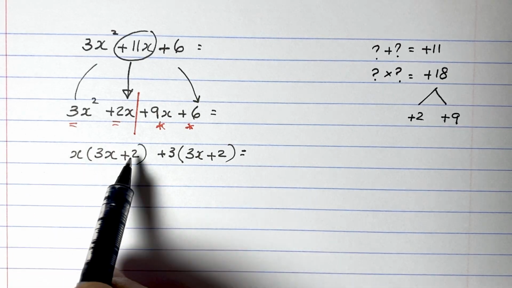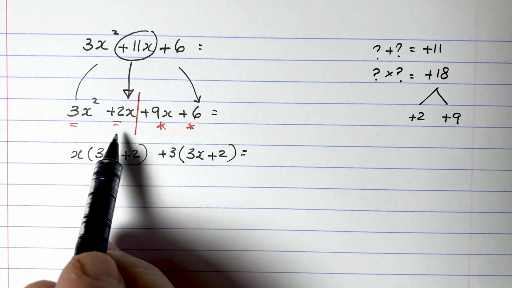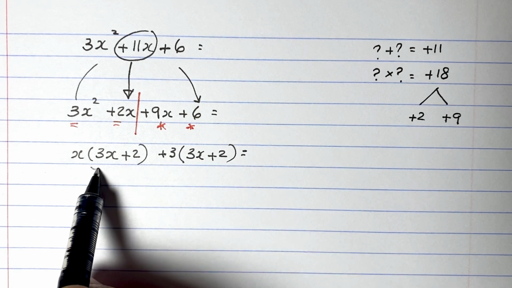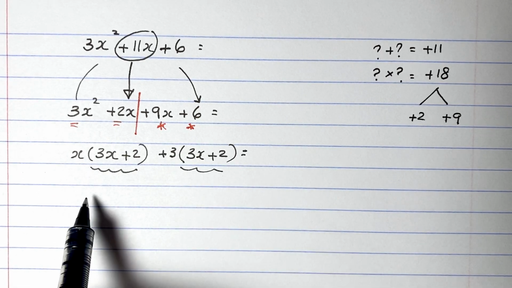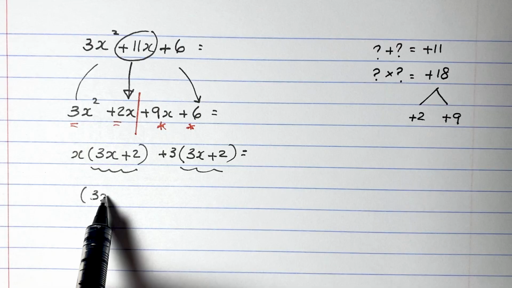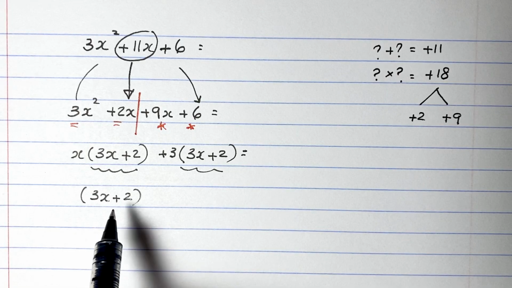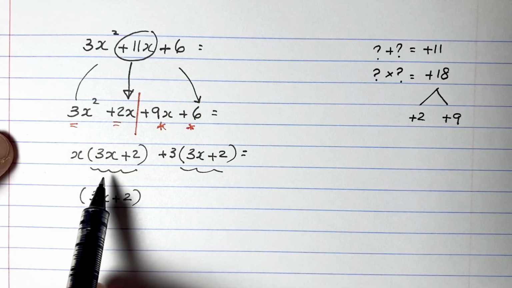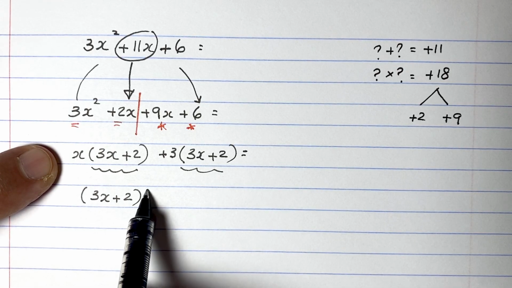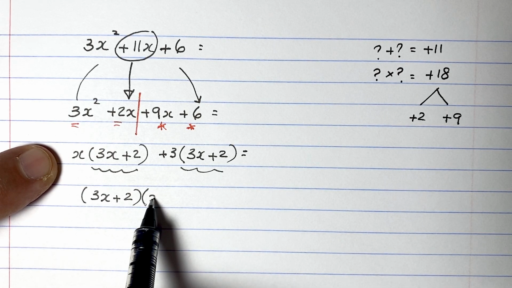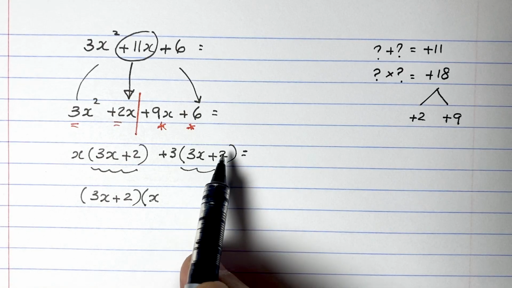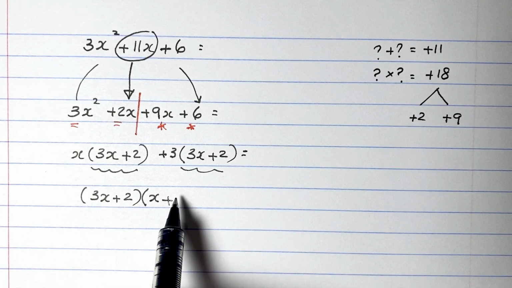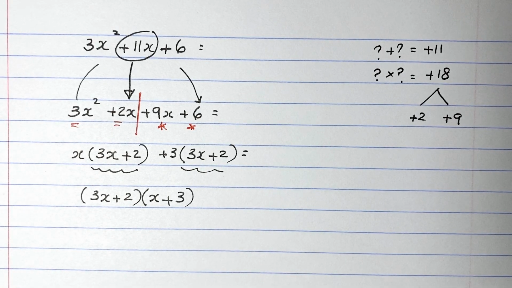Now you can see I've got 2 terms, 1 term, 2 terms, and they both have 3x plus 2 as a common factor. So if I factorize the first term, the bracket will cancel, leaving me with x, and then the second one will leave me with 3.